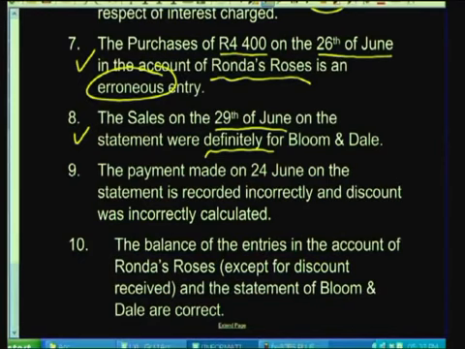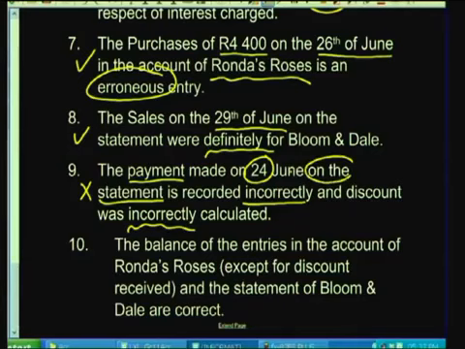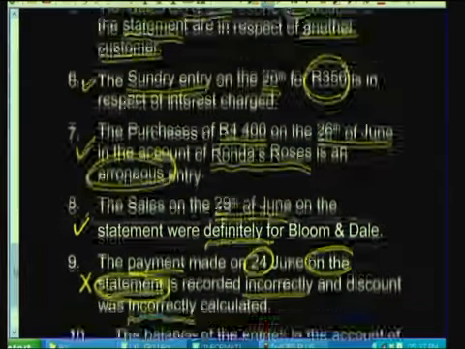Let's look now at adjustment number 9. Adjustment number 9 says the payment on the 24th of June on the statement is recorded incorrectly, and this discount was incorrectly calculated. Oh dear, 2 mistakes that have been made by our creditor. How do we know it's by our creditor? Because of these words that appear here on the statement. The statement is wrong, our books are right. So the payment made on the 24th of June was recorded incorrectly by Rhonda's Roses.